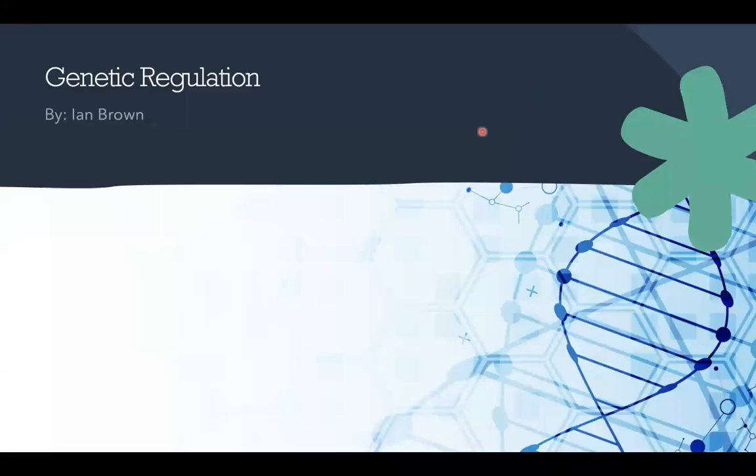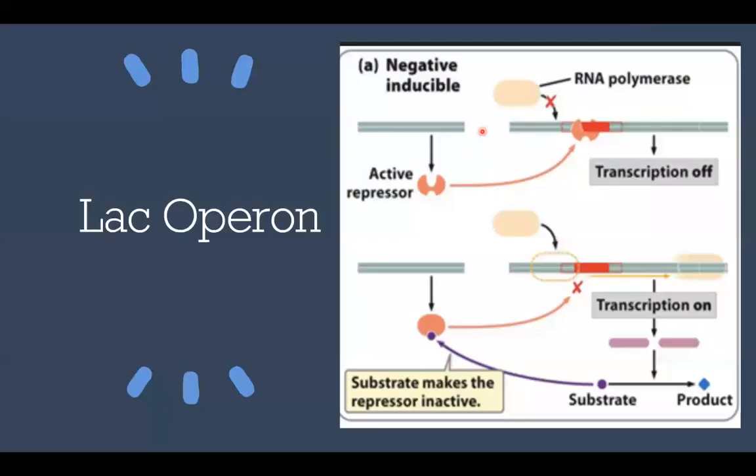Genetic regulation. Here, we are observing the lac operon under negative and inducible control. Negative control results in a decrease of transcription as a regulatory protein, in this case, a repressor, binds to the DNA preventing transcription. However, with inducible control, transcription is generally off, but is activated when a small molecule binds to the regulatory protein, in this case, our repressor.